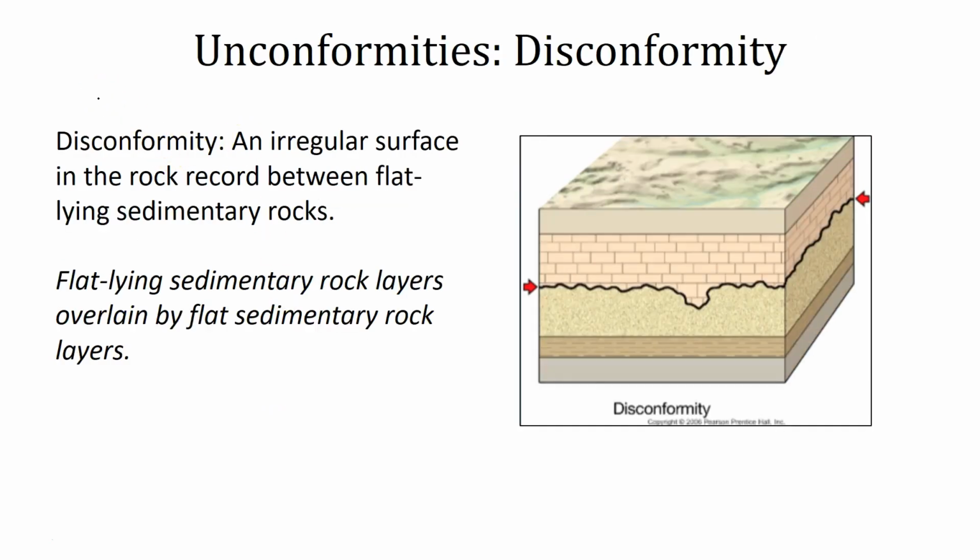Our second type of unconformity is known as a disconformity. A disconformity is an irregular surface in the rock record between flat-lying sedimentary rock layers. If we look over here, our black wavy line is our unconformity. We compare what's below to what's above, and in a disconformity, we have flat-lying layers below and flat-lying layers above. So this is just an irregular contact between flat-lying sedimentary rocks.